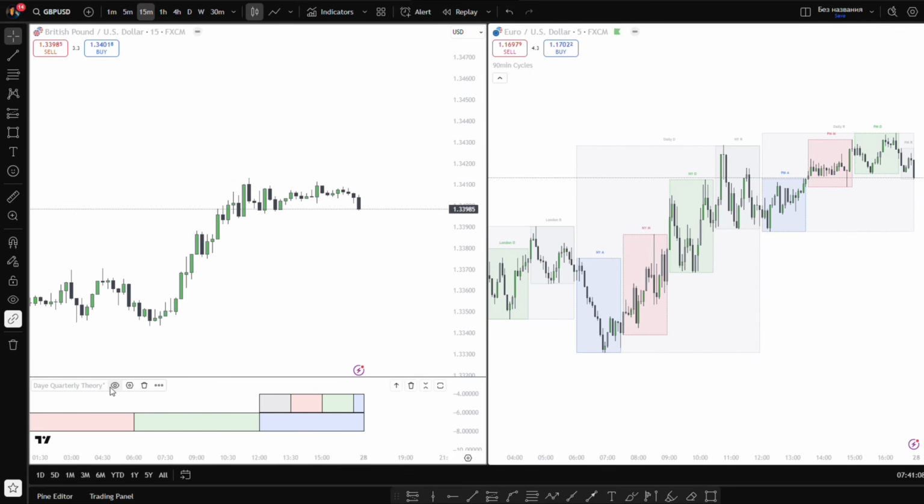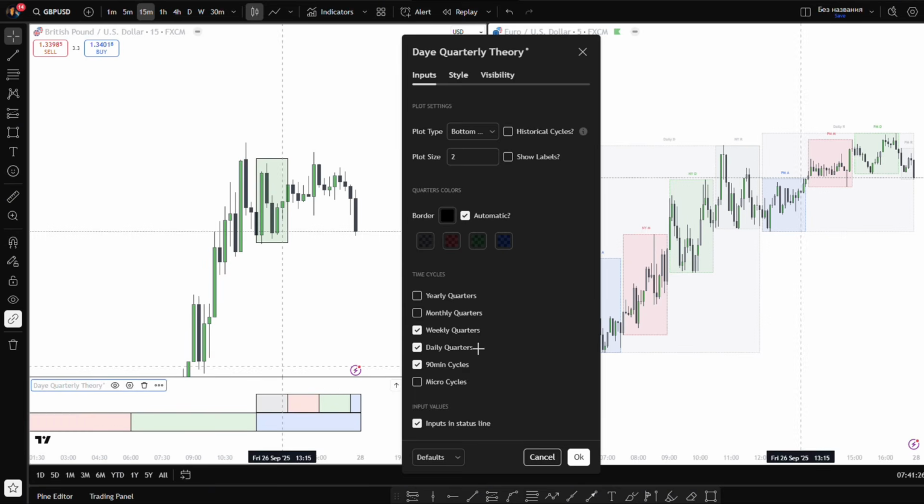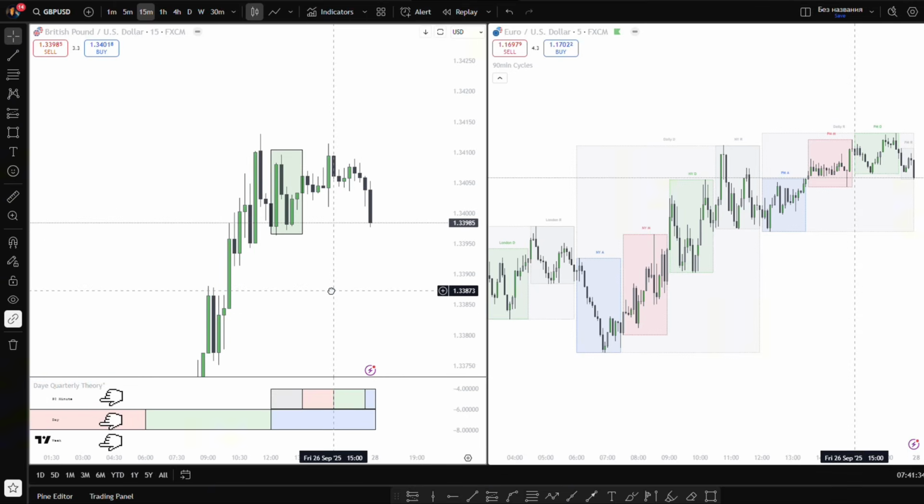And to help you visualize these quarters without drawing them manually, I will show you two useful indicators. The first indicator is called Day Quarterly Theory. You can see it below the price chart. It displays colored boxes where each color represents a different cycle. The top row of boxes shows the 90-minute cycles. The bottom row shows the larger daily cycles. In the settings, you can enable labels to appear on each box.